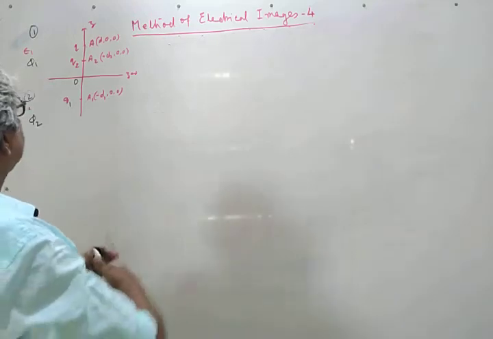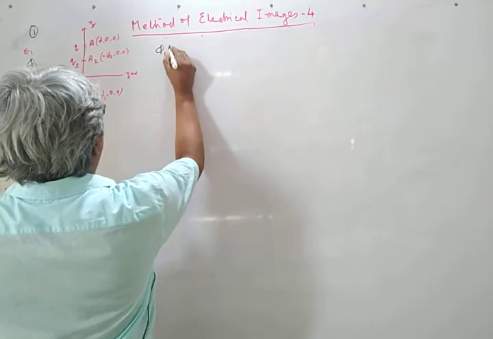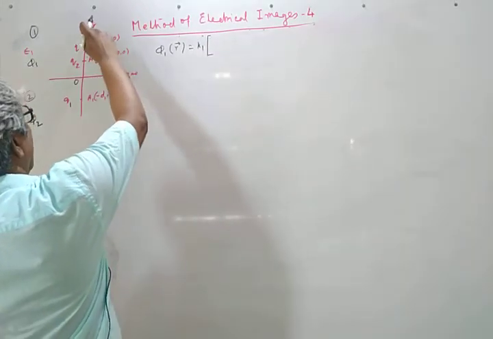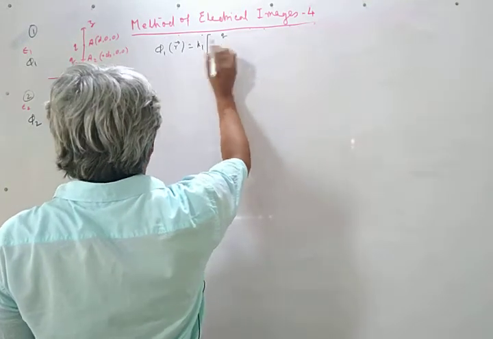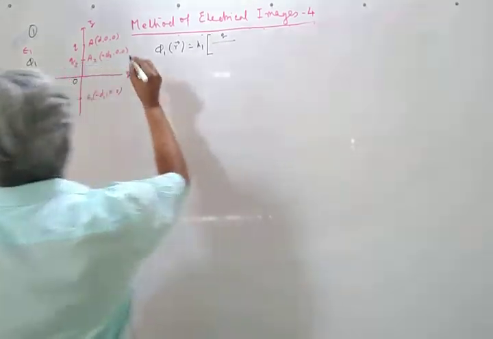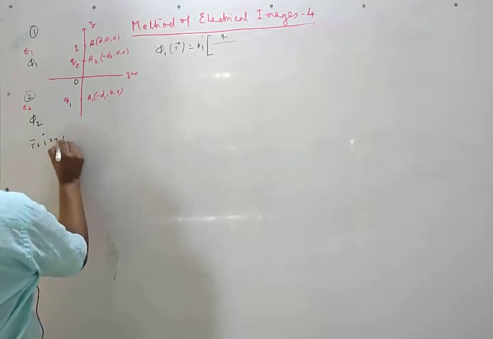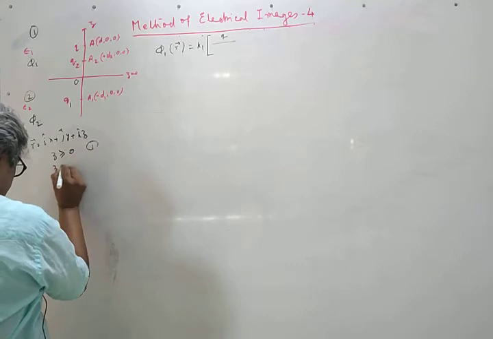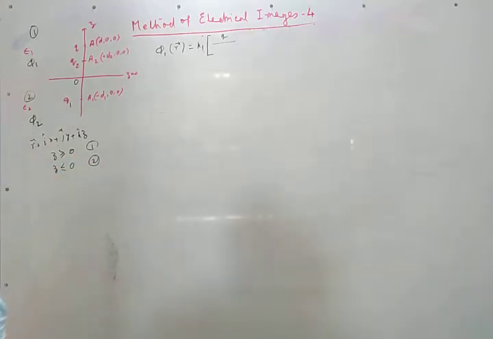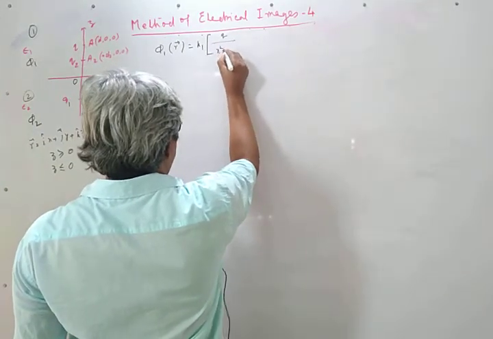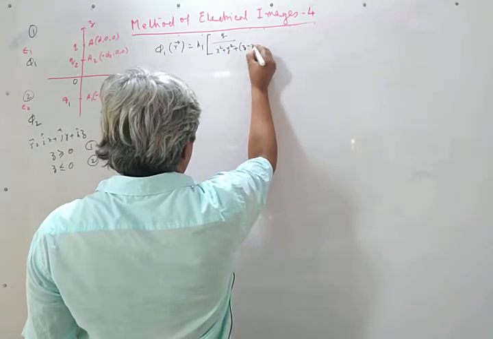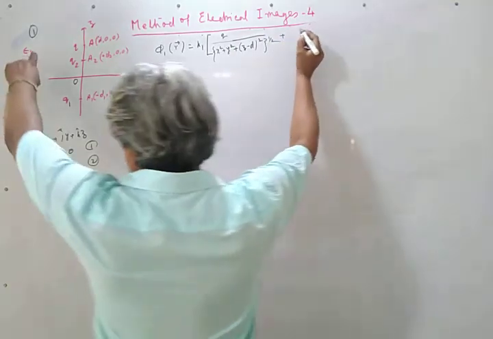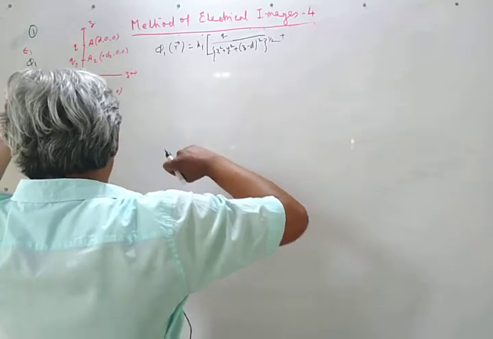The potential in region 1 will be due to Q and Q1. The position of the point is considered to be i cap x plus j cap y plus k cap z, for region z greater than or equal to 0 for region 1, and less than or equal to 0 for region 2. So this is x square plus y square plus (z minus d) whole square to the power half, plus the image term. The potential in region 1 is the superposition of the potential due to Q at A and Q1 at A1.